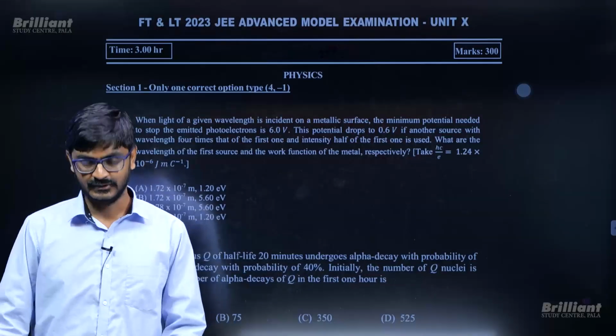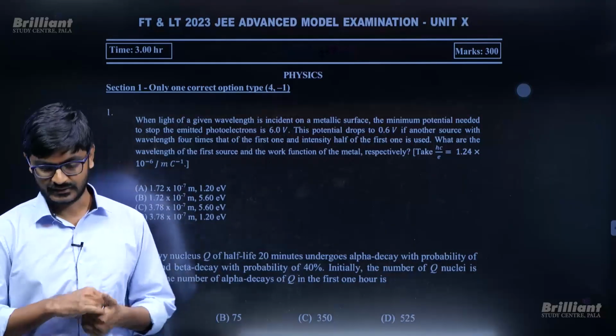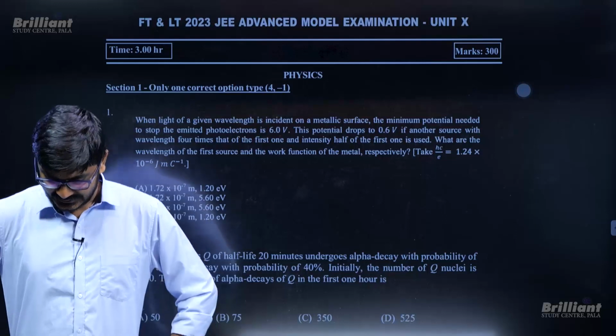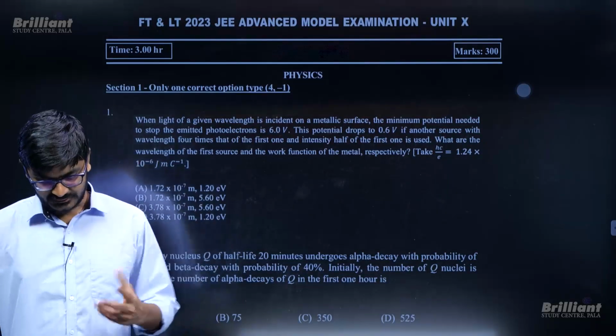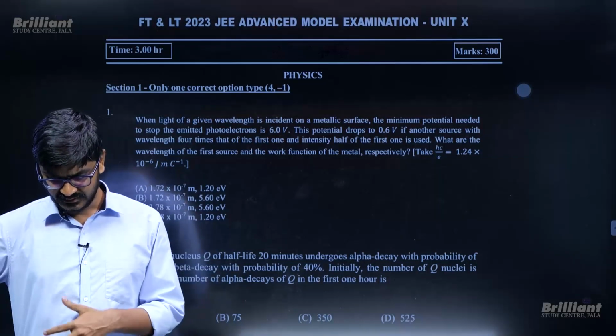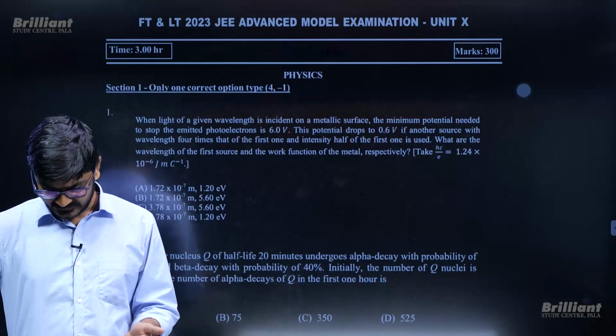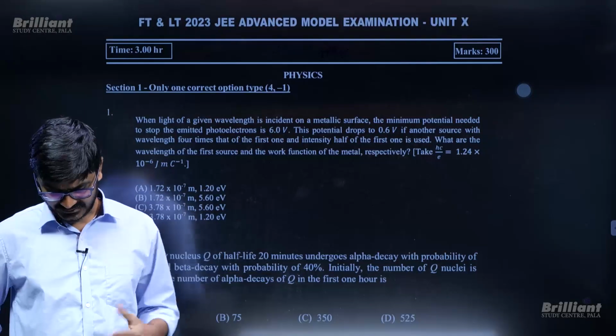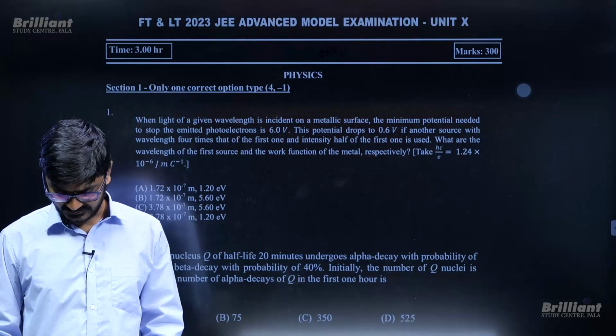Okay kids, we'll be going with this paper discussion. You can look into the first question. When a light of given wavelength is incident on a metallic surface, the minimum potential needed to stop the electrons, that is the stopping potential, is 6 volt. Then when you use the other wavelength, which is 4 times, the stopping potential is 0.6. Then what is the wavelength of the source and what is the work function of the material?